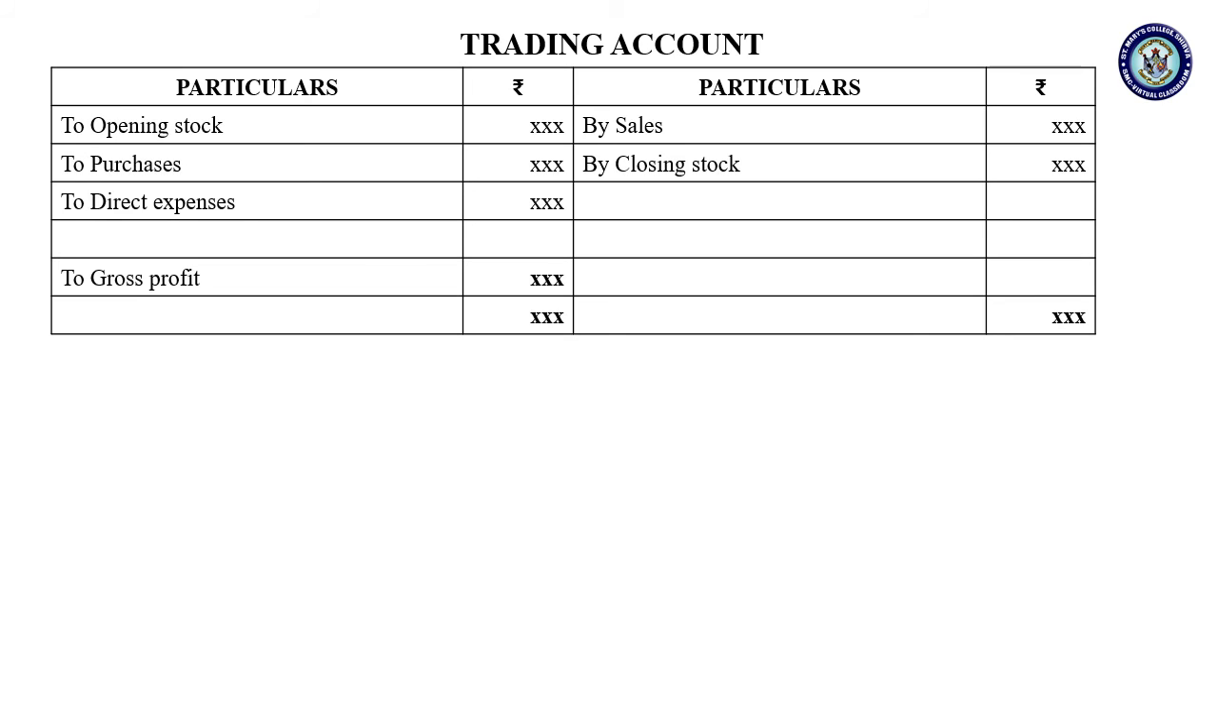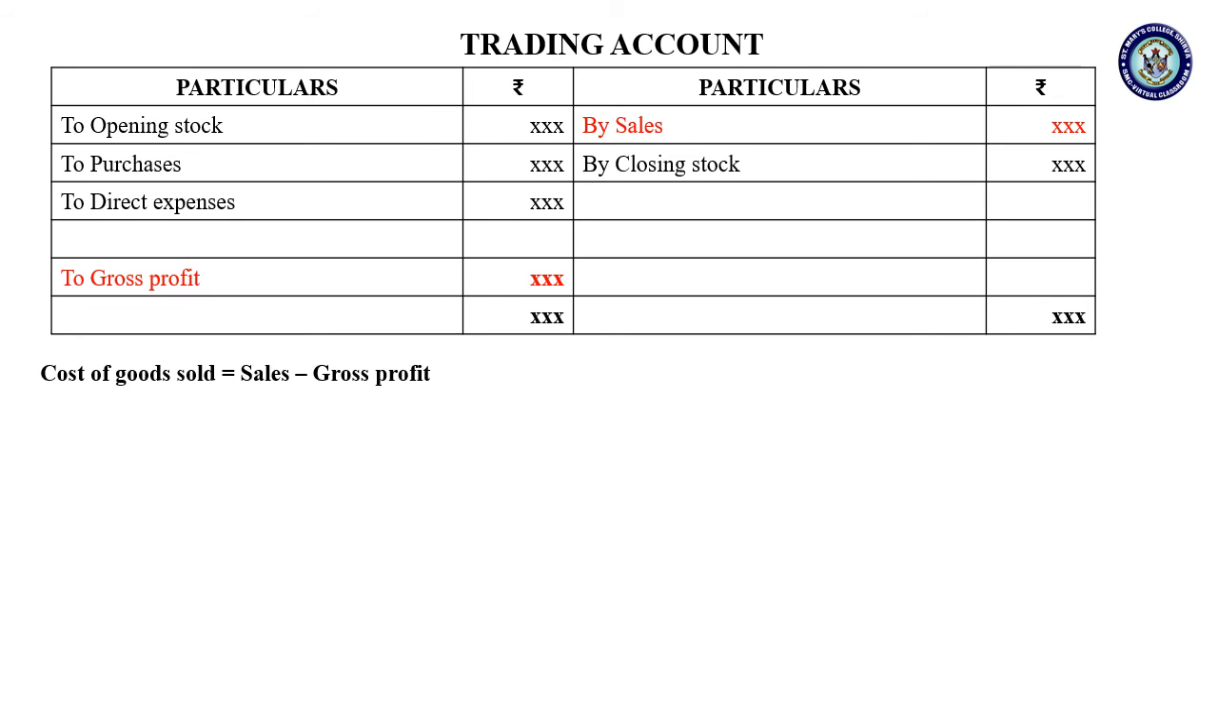So this is how your trading account looks. Sales means sold units, closing stock means unsold units. You manufactured 1000, you sold only 800, the remaining 200 will be the closing stock. Now what is the formula? The first formula: cost of goods sold is equal to sales minus gross profit.